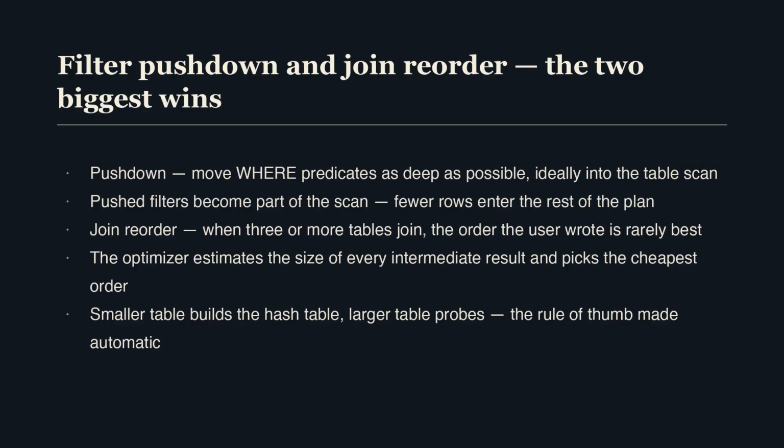Join order is the second big lever. When you write a query that joins 3 or more tables, the order you wrote them in is rarely the cheapest order to execute. The optimizer estimates the size of every intermediate result and picks the join order that keeps those intermediate sets small. Smaller table builds the hash table, larger table probes. That rule of thumb you might apply by hand is what the optimizer does automatically, and it considers all the orderings, not just the one you typed.